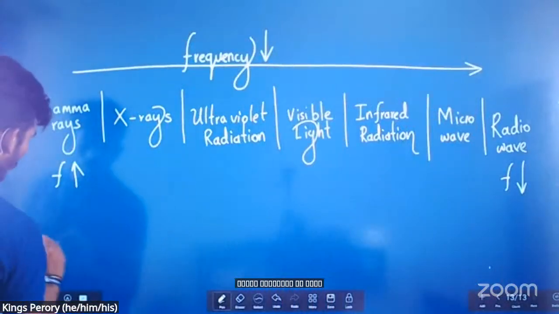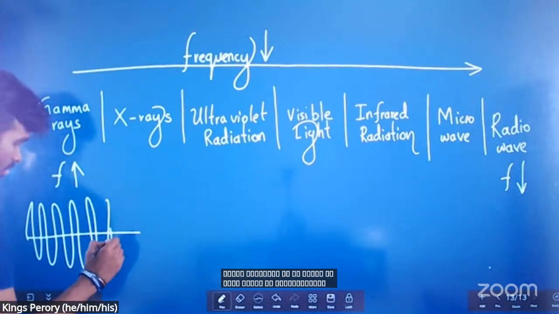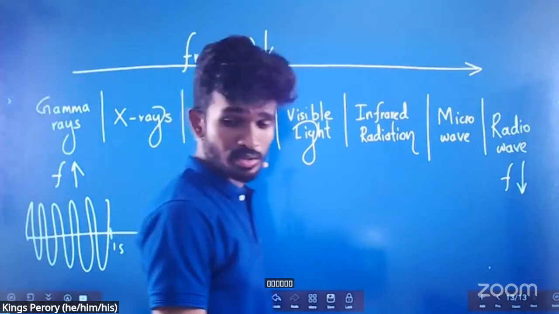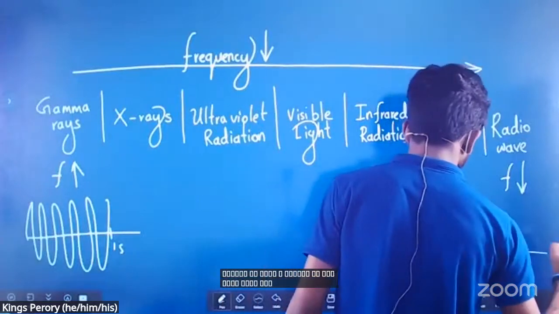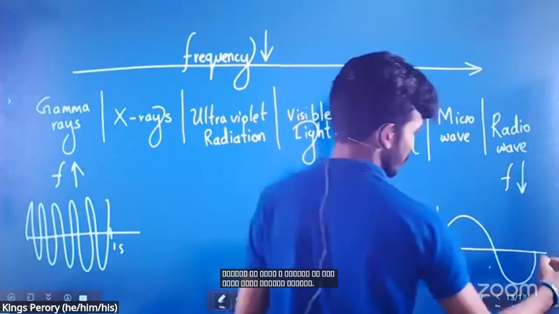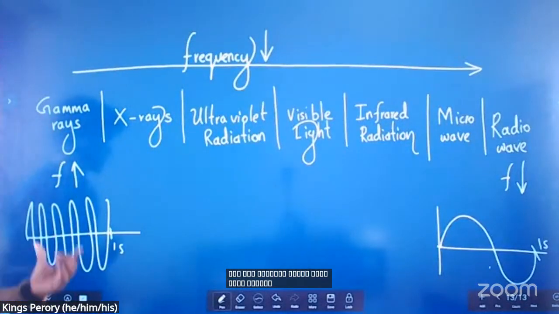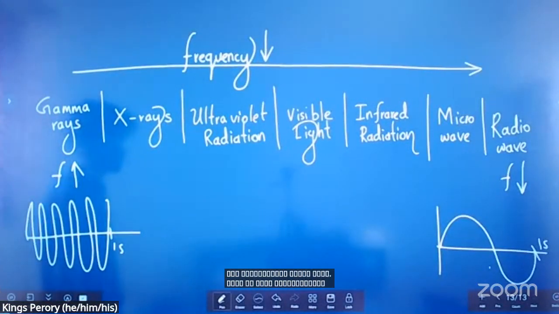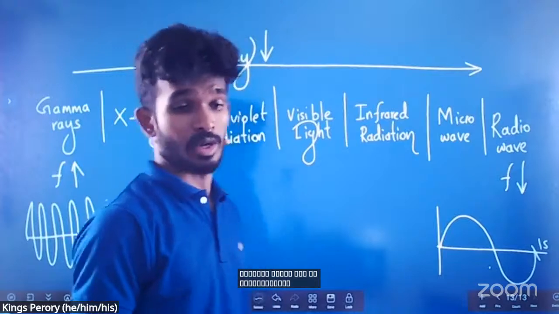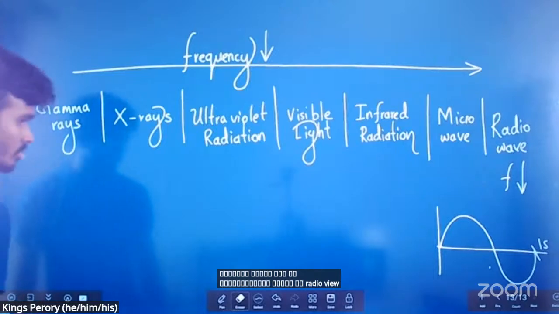If I draw and show you, gamma rays have high frequency. See, in 1 second, a lot of waves are there. Radio waves are not like that. See, in 1 second only this many waves. Here in 1 second a lot of waves are there, frequency high. Here in 1 second only one wave is there, frequency low. Remember, from gamma rays to radio wave, frequency decreases.